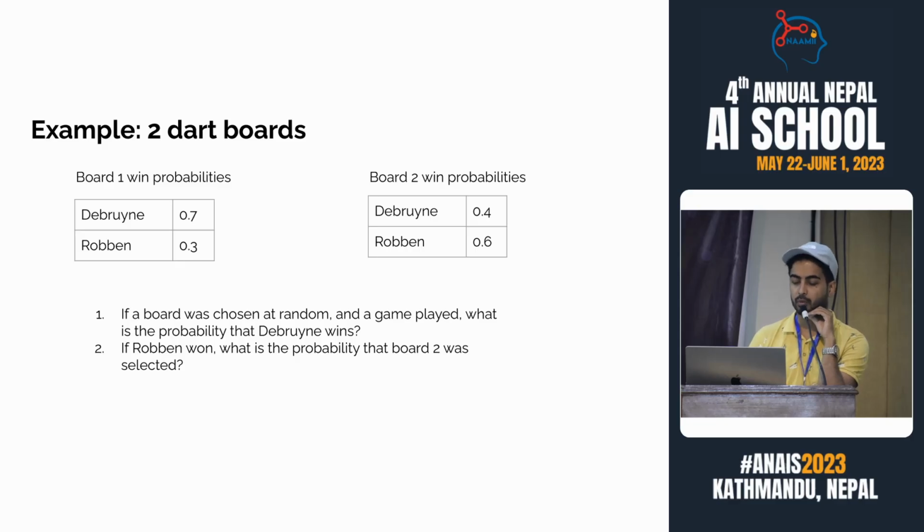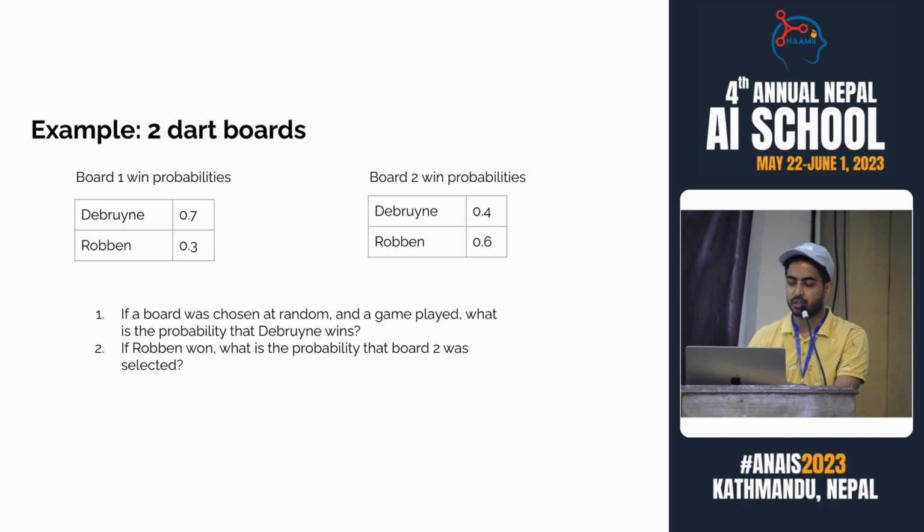Now we can go back, we can do 1. There's nothing too complex about 1, but about number 2, can somebody, without doing any computations, say what you think about it? If Robin won, would the probability that board 2 was selected be higher than the probability that board 1 was selected? That's an intuition you can draw without doing any math. But let's do the math. That's what we're supposed to do here today.